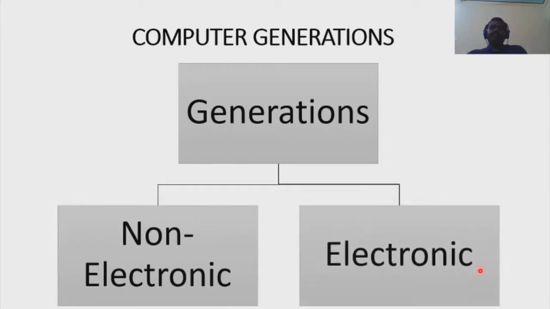Followed by that, computer generations. Basically, computer generations are broadly classified into two types: one is non-electronic, and the other is electronic.